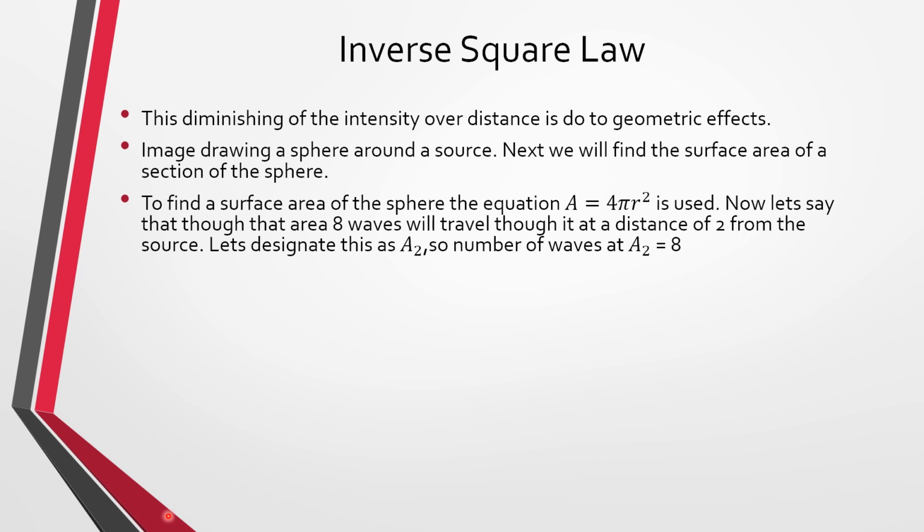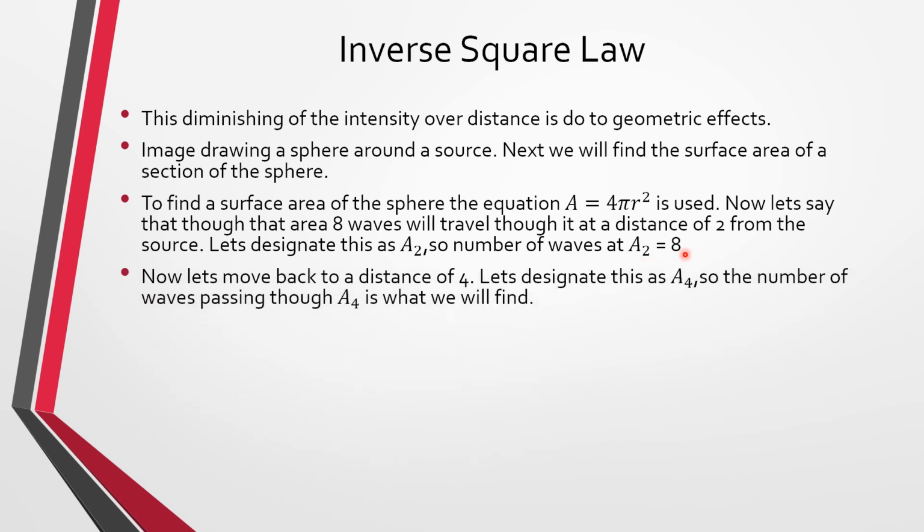Now let's say that 8 waves travel through that area at a distance of 2 from the source. We're a distance of 2 meters away from the source, let's say, and we'll designate this as A2, the area at 2 away from the source. So the number of waves going through A2 will be 8. Now let's move back to a distance of 4. Let's designate this as A4, the area at 4. The number of waves passing through A4 is what we need to find.